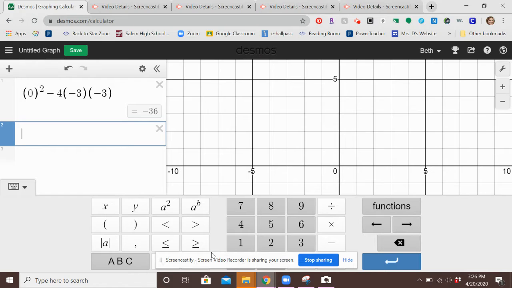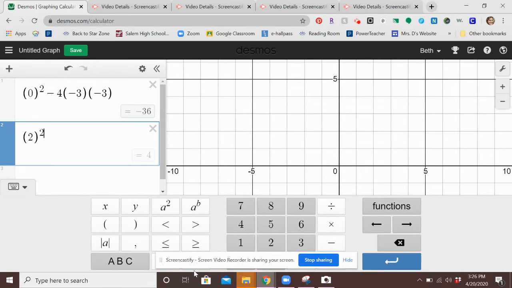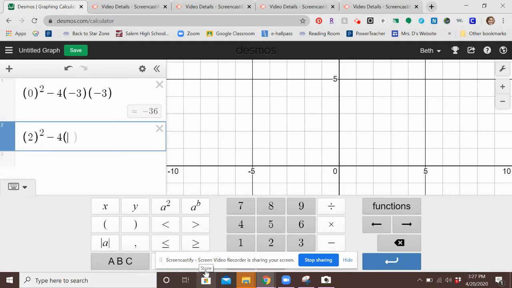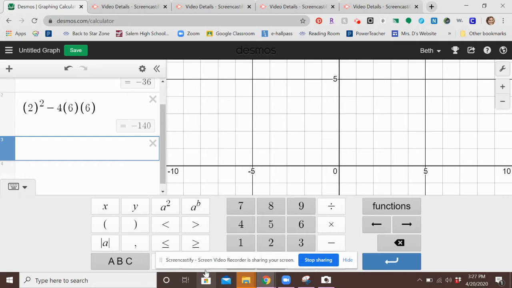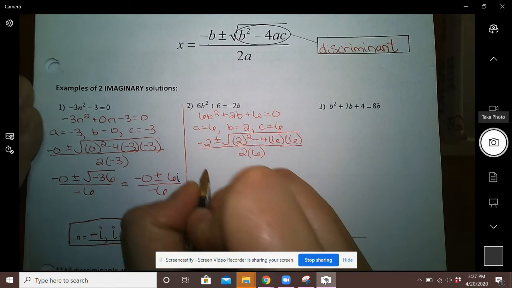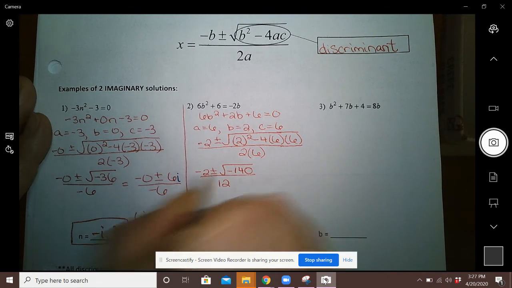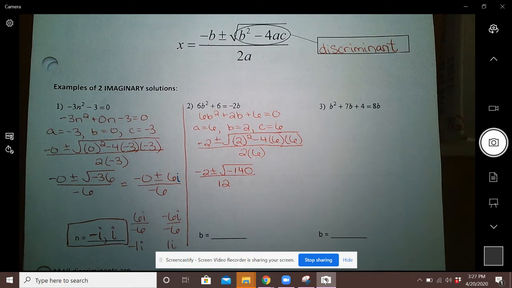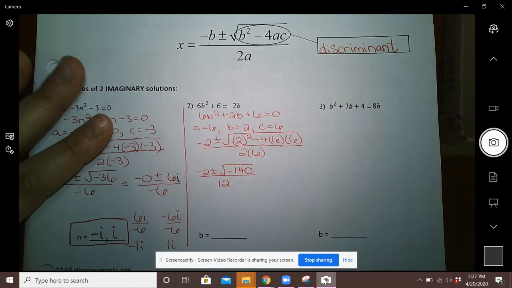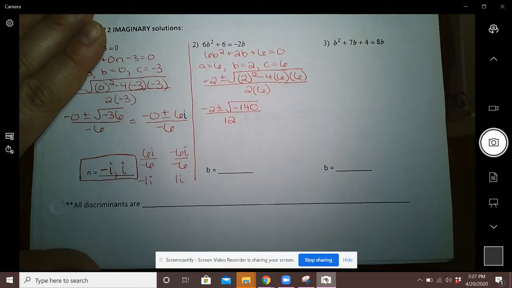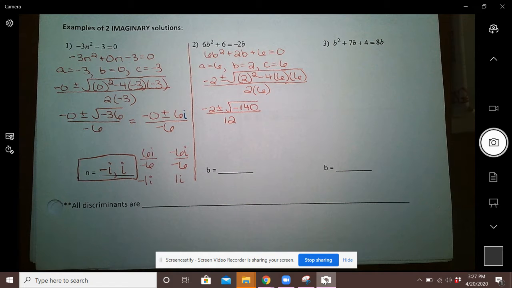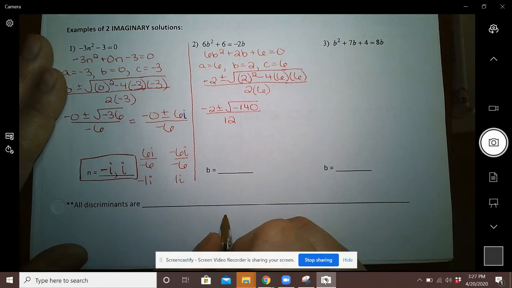Moving over to Desmos. Let Desmos do my simplify for me. I've got -140. Negative is important. -140 as the discriminant value. And then 2 times 6 in the denominator is 12. So I know the negative is going to mean there's something imaginary happening. I got that part. I also have a 140, which is not a perfect square. I'm going to have to break that down, or at least try.